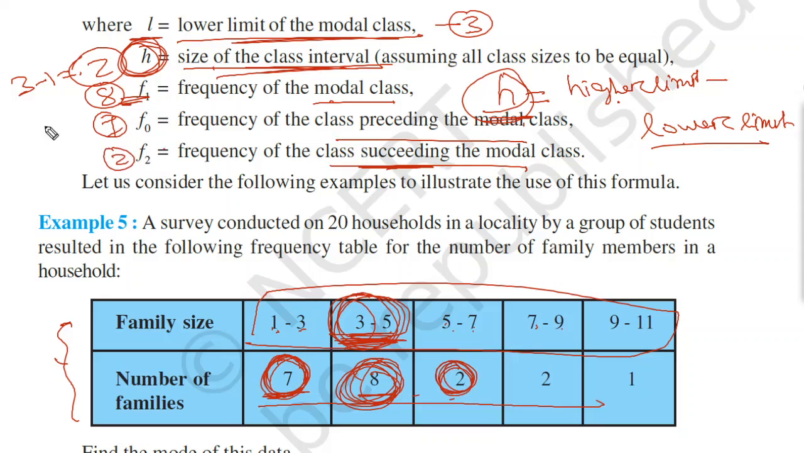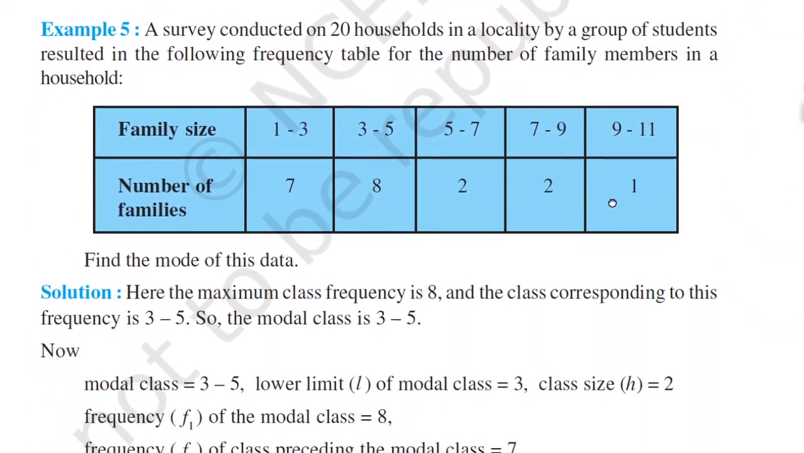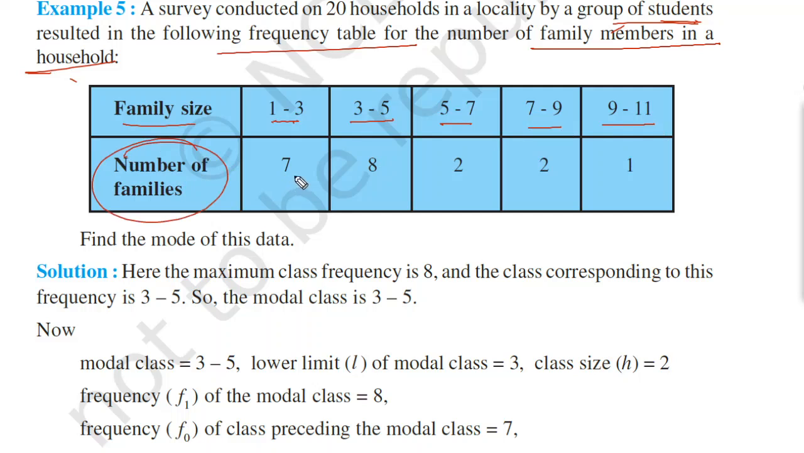Then we can put these values in the formula. Now we will solve a question so that it will be easier for you to determine. Let's read the question. A survey conducted on 20 households in a locality by a group of hostel students resulted in the following frequency table for the number of family members in a household. Family size is 1 to 3, 3 to 5, 5 to 7, 7 to 9 and 9 to 11. The number of families is 7, 8, 2, 2, 2. So this is the data.